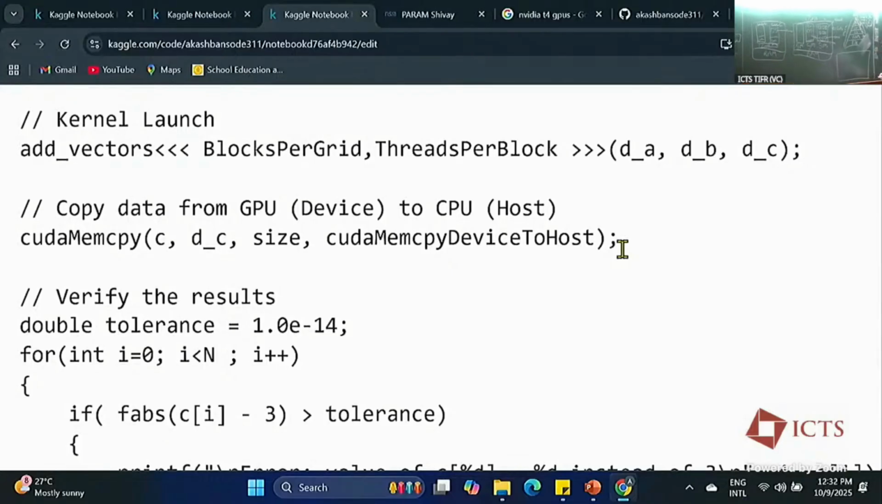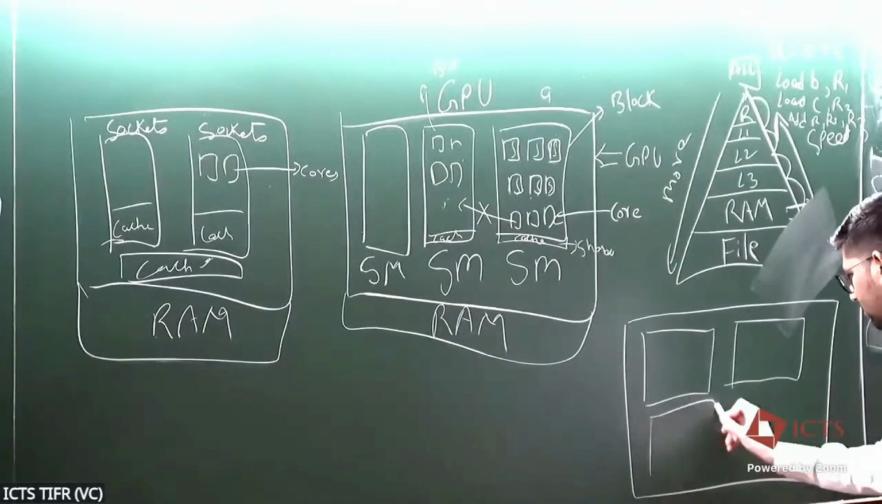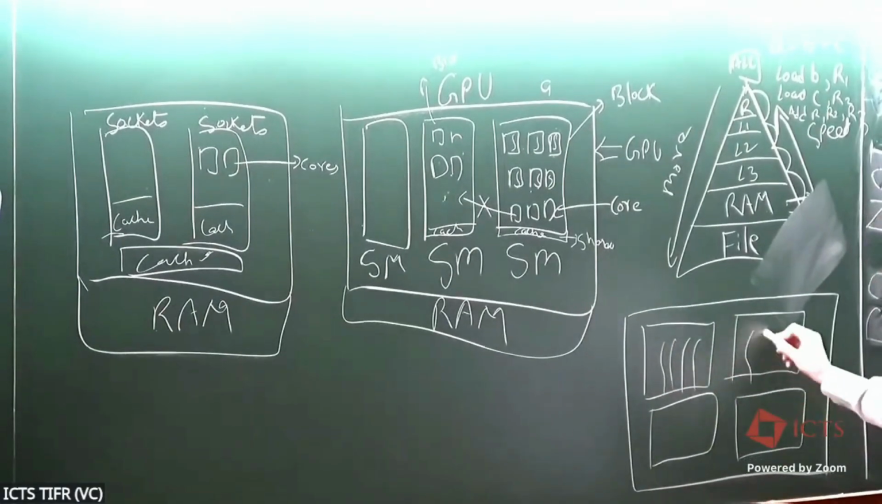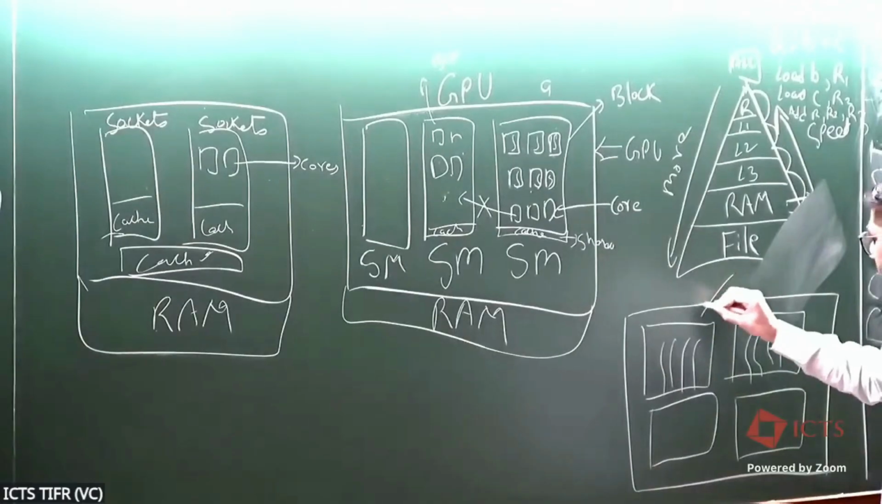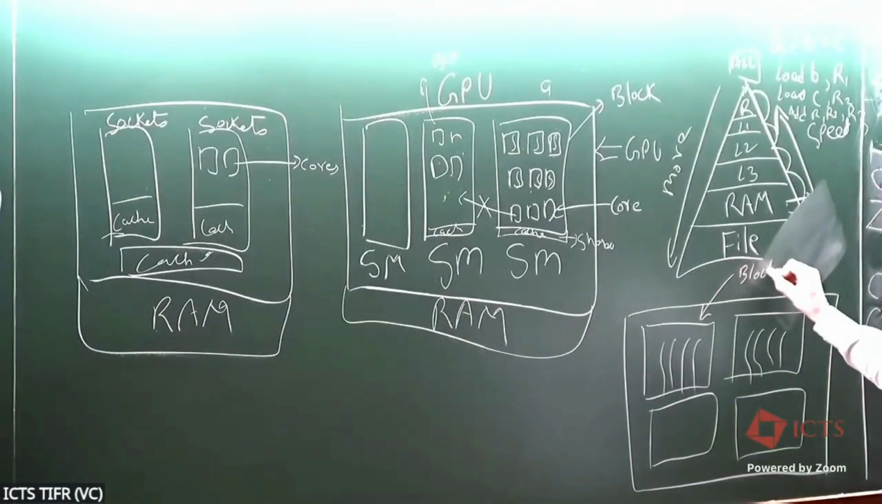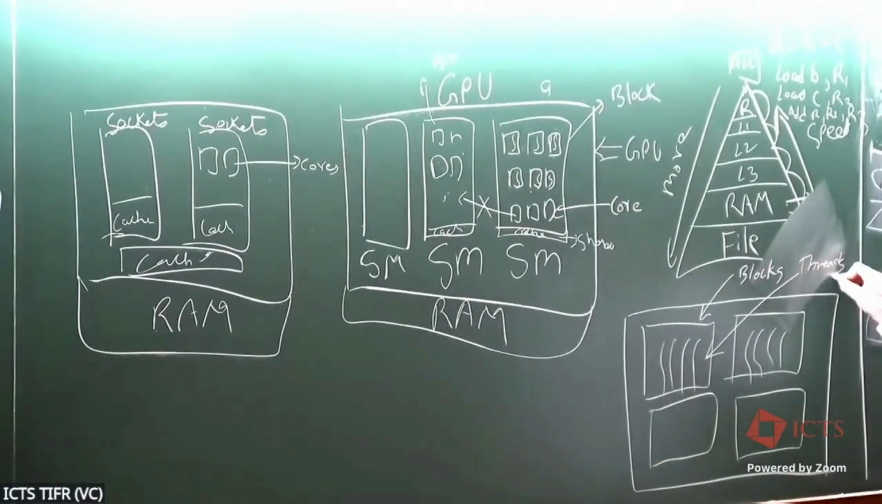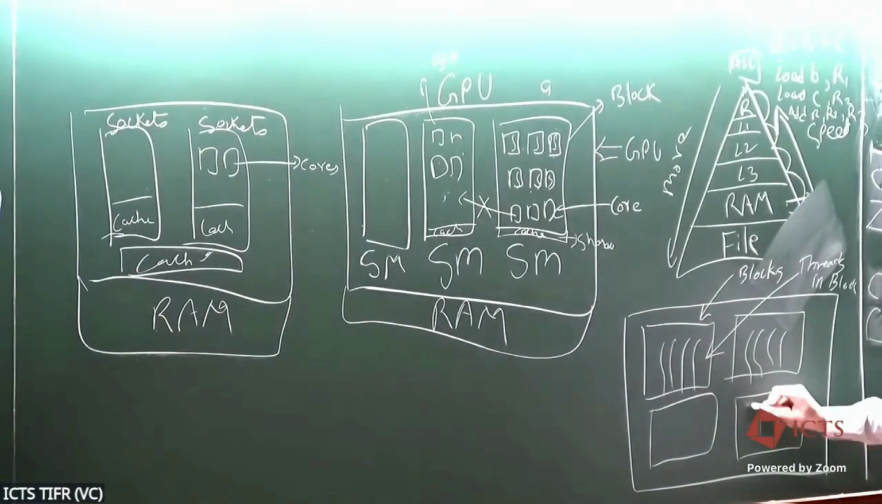Suppose you have multiple blocks here. Suppose 1, 2, 3, 4. And in that, you have multiple threads, right? These are blocks, and these are the threads. So threads in a block, okay, right? Understood? I hope your doubt is clear now.